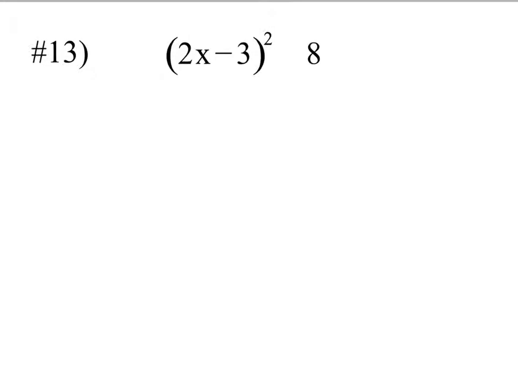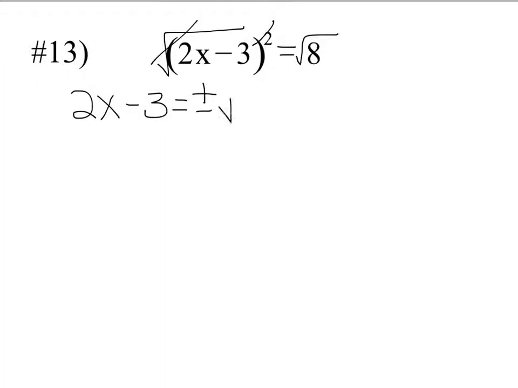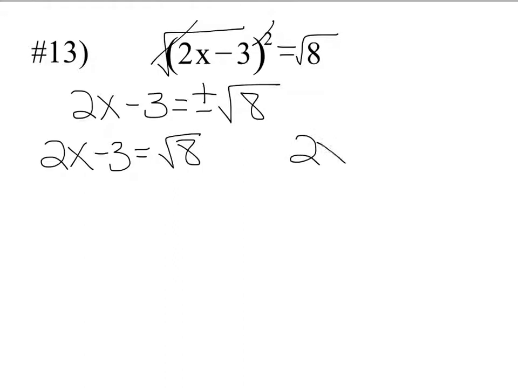All right, number 13 says 2x minus 3 squared is equal to 8. So you square root both sides. Squared and square root cancel, leaving you 2x minus 3 is equal to, because I wrote that square root, plus or minus the square root of 8. So I'm going to have 2x minus 3 equals positive square root of 8, and 2x minus 3 equals negative square root of 8.